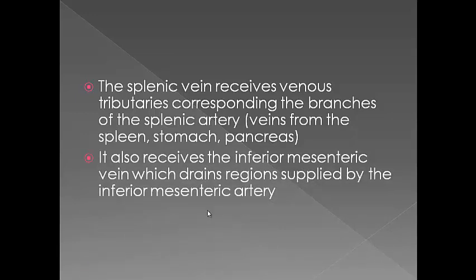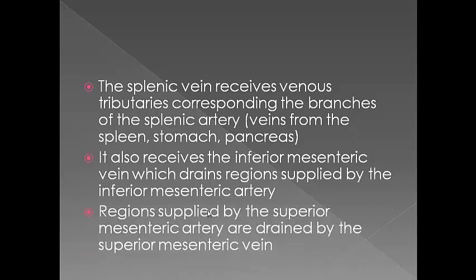All right. It also receives the inferior mesenteric vein. The inferior mesenteric vein drains separately into the splenic vein, and it drains all the regions that are supplied by the inferior mesenteric artery. So basically, the distal transverse colon, the descending colon, the sigmoid colon, all of those places are going to be drained by the inferior mesenteric vein. And anything that is supplied by the superior mesenteric artery will obviously be drained by the superior mesenteric vein.